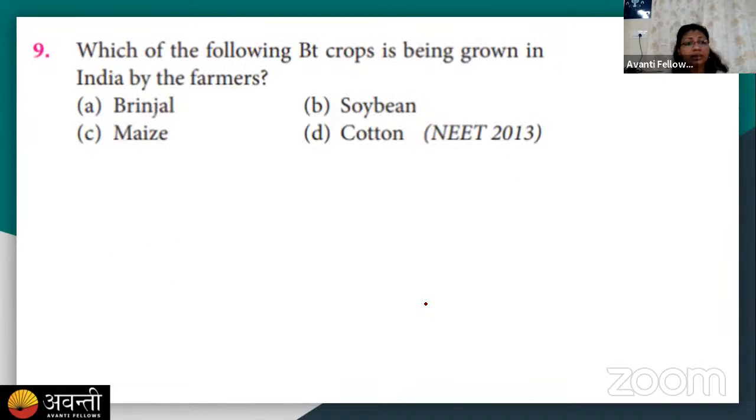Your next question says, which of the following BT crops is being grown in India by the farmers? Options: brinjal, soybean, maize, and cotton. Here we are talking about the BT crop. So out of these four, which is practiced in India? Your poll is here. You have to give your answer. Option A says brinjal, B soybean, C maize, and D cotton.